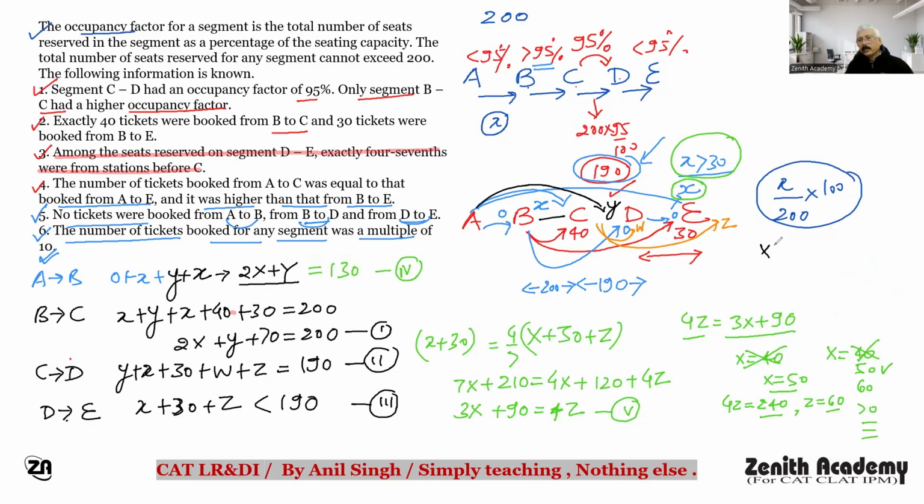ऐसे ही if you try for x is equal to 60, so look here, 3 into 60, 180, 180 plus 90, 270, and 270 is not a multiple of 4, तो फिर ये तो नहीं होगा, means x is equal to 60 is not possible. If I take 70, 3 × 70 is 210, 210 plus 90, 300, and 4z is equal to 300, it is possible. So in this condition, z is going to be 75 when x is 70. इस तरीके से for x is equal to 70, z is equal to 75.